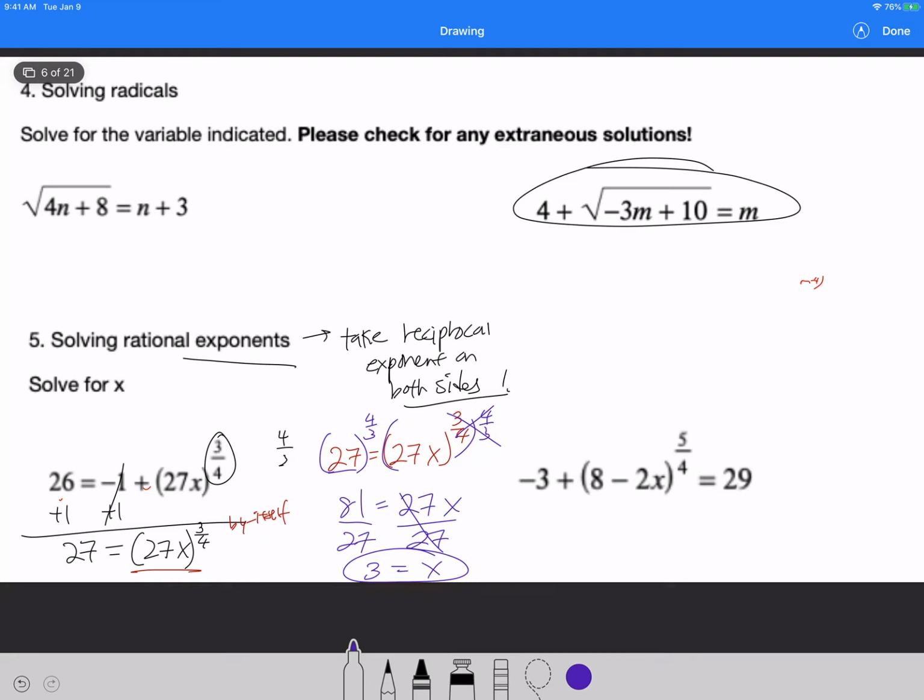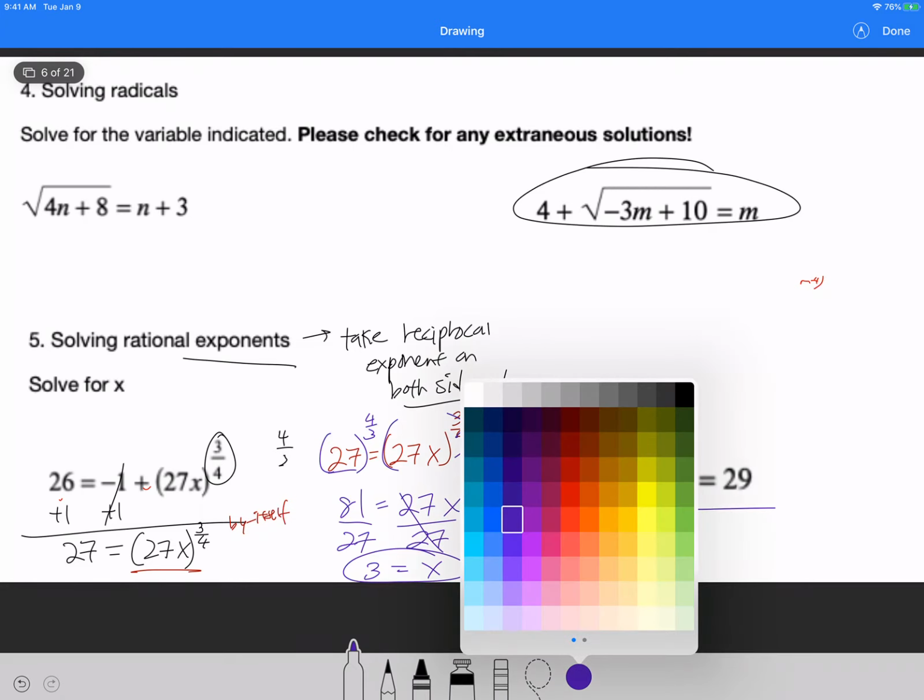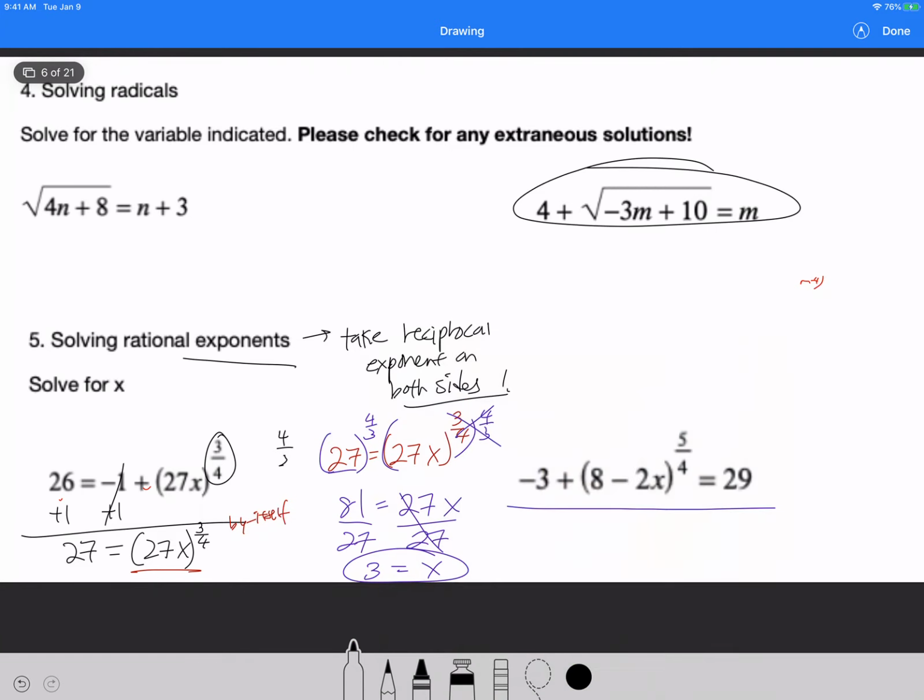Okay? All right, next. Here, my very first step that I need to do is, of course, add the 3 on both sides so I can get this guy by itself. That's the key word here. Then I'm going to get 8 minus 2x raised to the power of 5 over 4 is equal to 32.